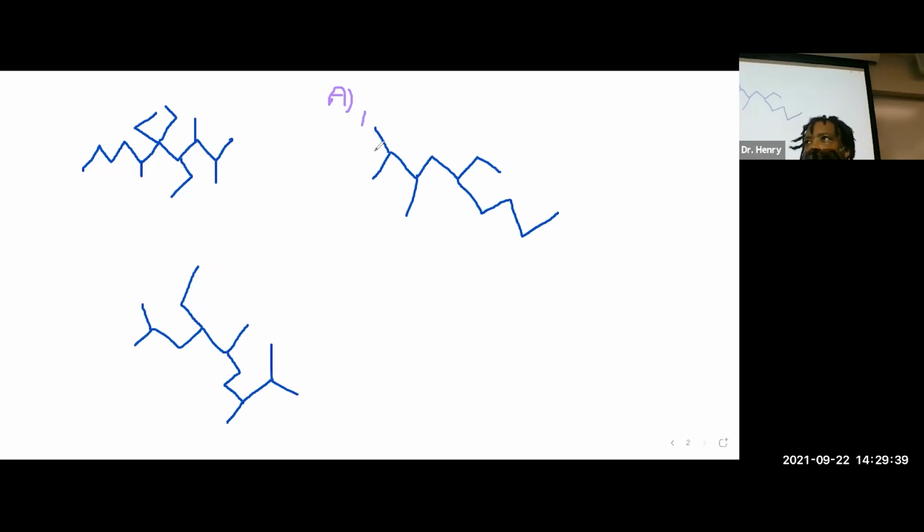So 1, 2, 3, 4, 5, 6, 7, 8, 9. Or I could go 3, 5, 6, 7, which is going to give me the longest chain. 7 or 9. Okay, good. So we know that would be nonane.